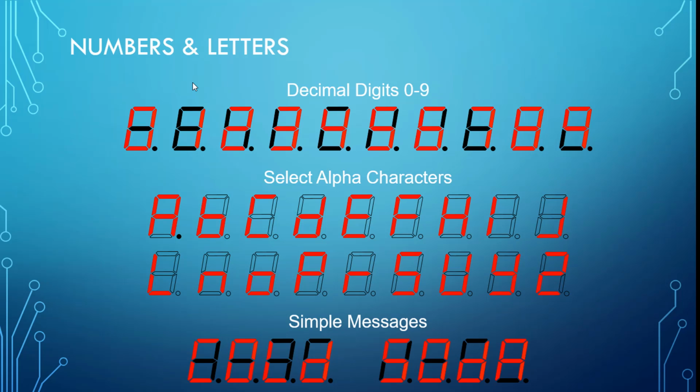You can make simple numbers or letters with this. You can make any digits 0 through 9, or we can make select alpha characters with it. We can only make A, B, C, D, E, F. We can't make a G, H, I, J. Can't make a K either. L, N, O, P. Can't make an M.